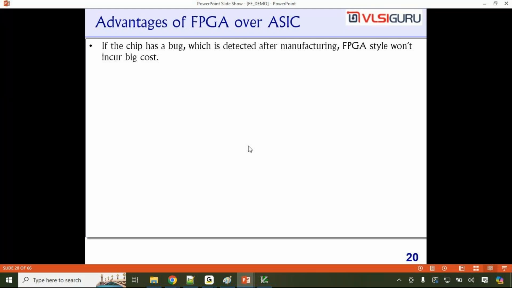Okay, I found some bug in the mobile phone. So developing a new mobile phone will not take much time, because I don't have to start from scratch. I just have to take the same FPGA board and reprogram it with a fixed design code. So if a chip has a bug which is detected after manufacturing, the FPGA style won't incur a big cost. I mean, you won't incur a lot of cost. Whereas in ASIC, if there is one bug, to do the entire flow again, it will take multiple millions of dollars again.